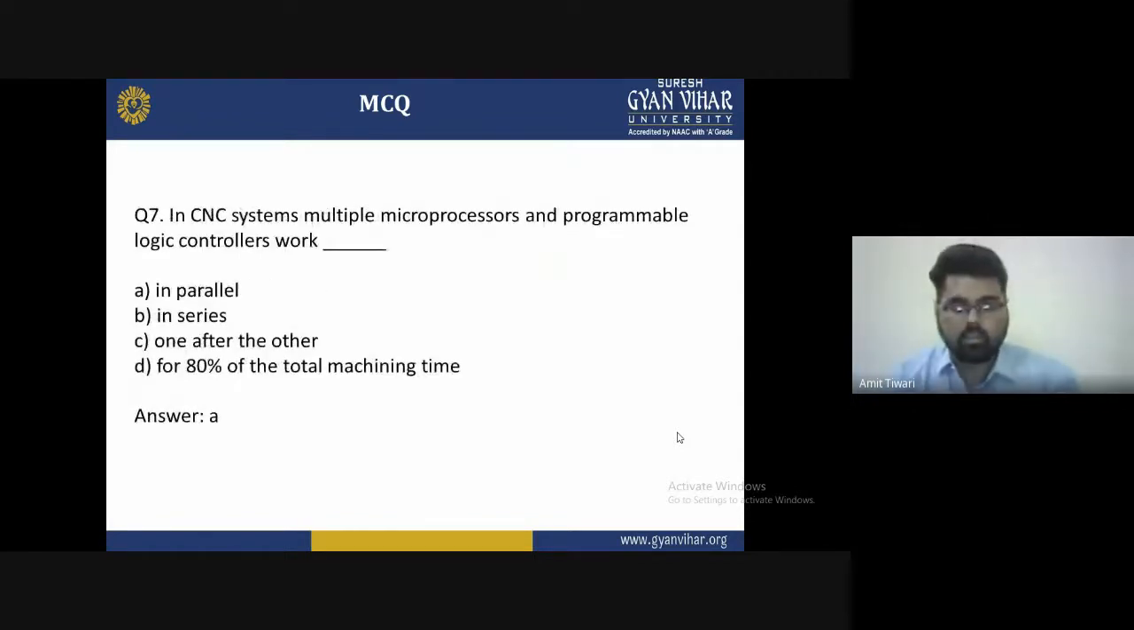Question number 7, in a CNC system, multiple microprocessors and programmable logic controllers work: A, in parallel; B, in series; C, one after the other; and D, for 80% of the total machining time. So the correct answer is A, in parallel. In detail, in a CNC system, multiple microprocessors and programmable logic controllers work in parallel.